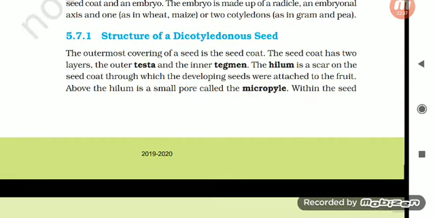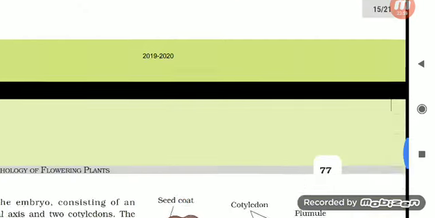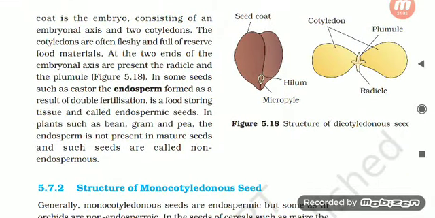5.7.1 The structure of a dicotyledonous seed. The outermost covering of a seed is the seed coat. The seed coat has two layers, the outer testa and the inner tegmen. The hilum is a scar on the seed coat through which the developing seeds were attached to the fruit. Above the hilum is a small pore called the micropyle. Within the seed coat is the embryo, consisting of an embryonal axis and two cotyledons. The cotyledons are often fleshy and full of reserve food materials. At the two ends of the embryonal axis are present the radicle and the plumule.